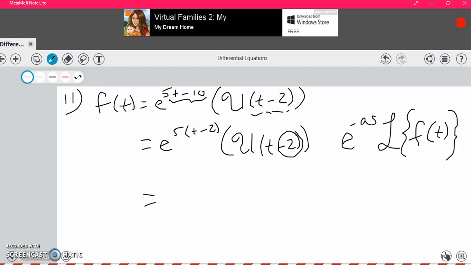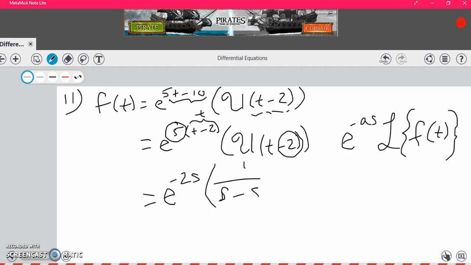So if we use 2 as our a, we get e to the negative 2s times the Laplace transform of e to the 5t. And if we use 5 as our a here, because this is our t, we get 1 over s minus 5, because we use the form s minus a. We can simplify that to e to the negative 2s over s minus 5. Pretty simple.